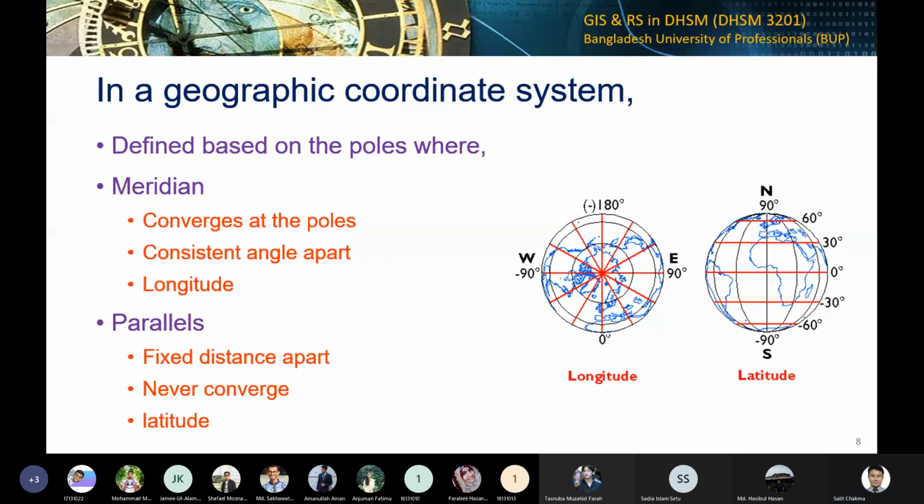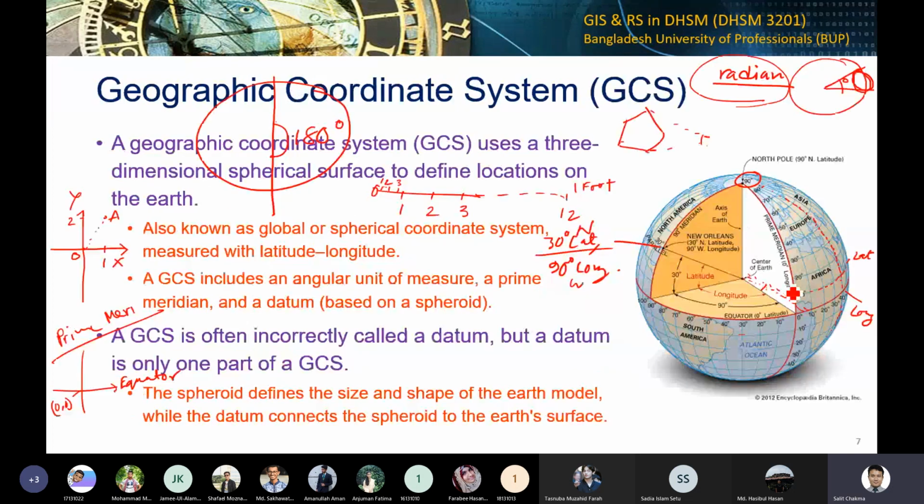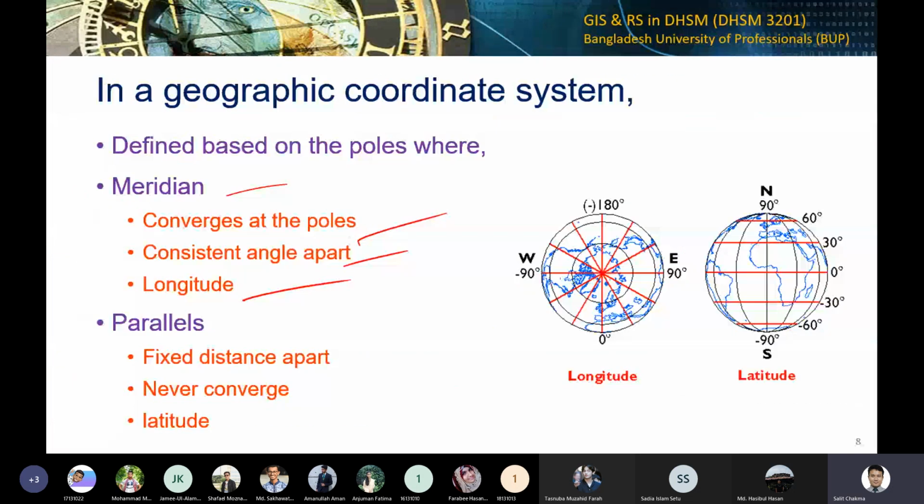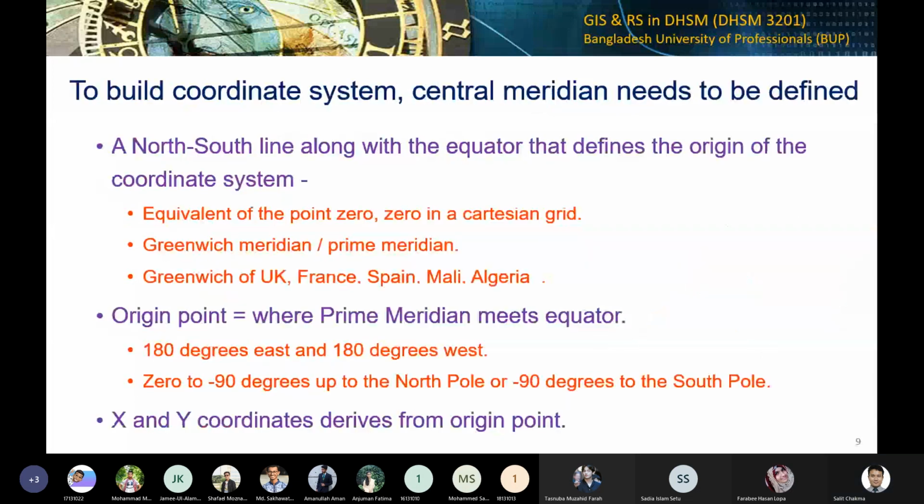So whatever I have told you just now explains everything. Meridians converge at the poles, consistent angles apart, and they create the longitudes along the equator, just like I said. Parallels are a fixed distance apart, they never converge, they never meet each other, and they are creating the latitude. You see, these parallels are creating the latitude. From center of Earth, they are having these 30-degree angles, 60-degree angles, 90-degree angle, etc.